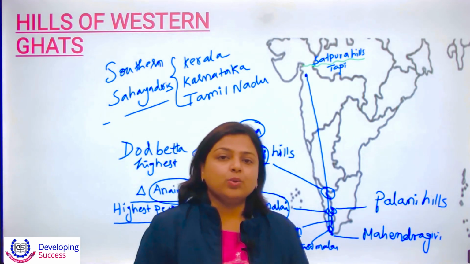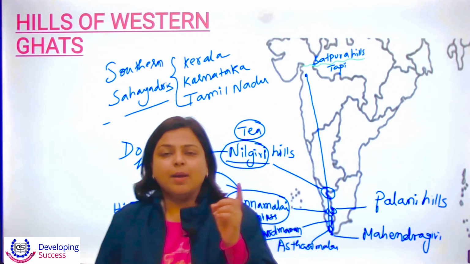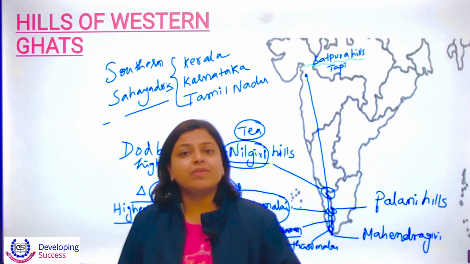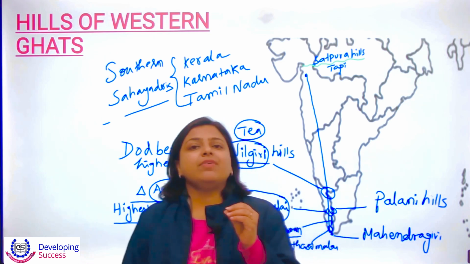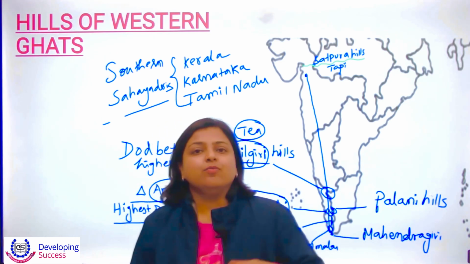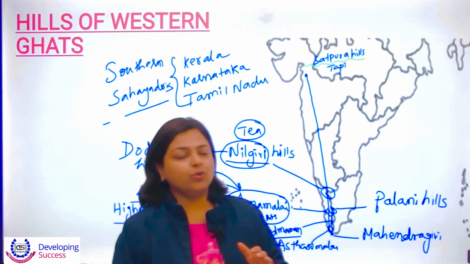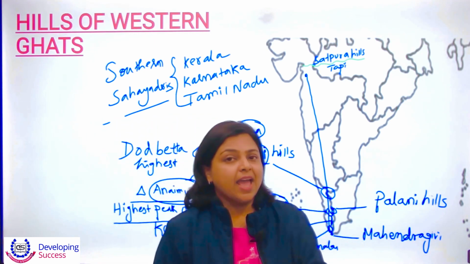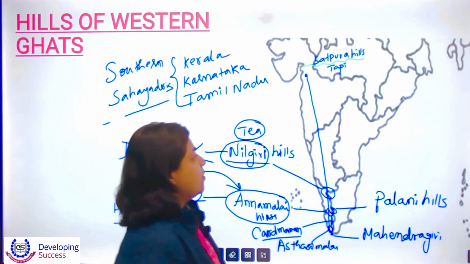So I told you the important hills of northern Western Ghats, where we had Maharashtra, Gujarat and Goa. Then we had central Western Ghats comprising the state of Karnataka only. And then we have the southern Western Ghats, which have three states: Karnataka, Kerala and Tamil Nadu. So as you can see, the more number of hills you need to memorize and see in your atlas is the southern Western Ghats portion. So these were the hills.